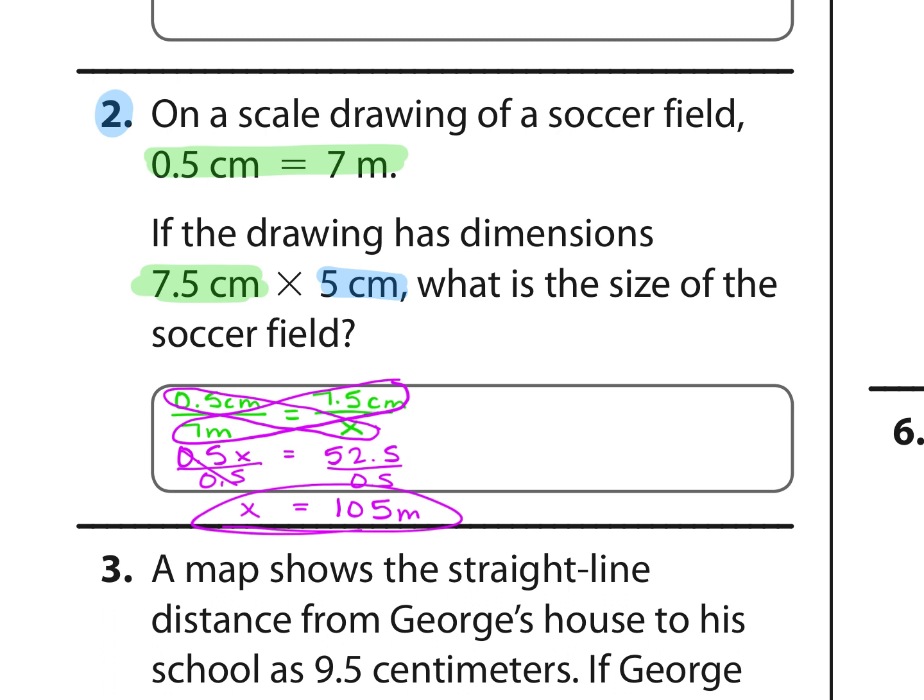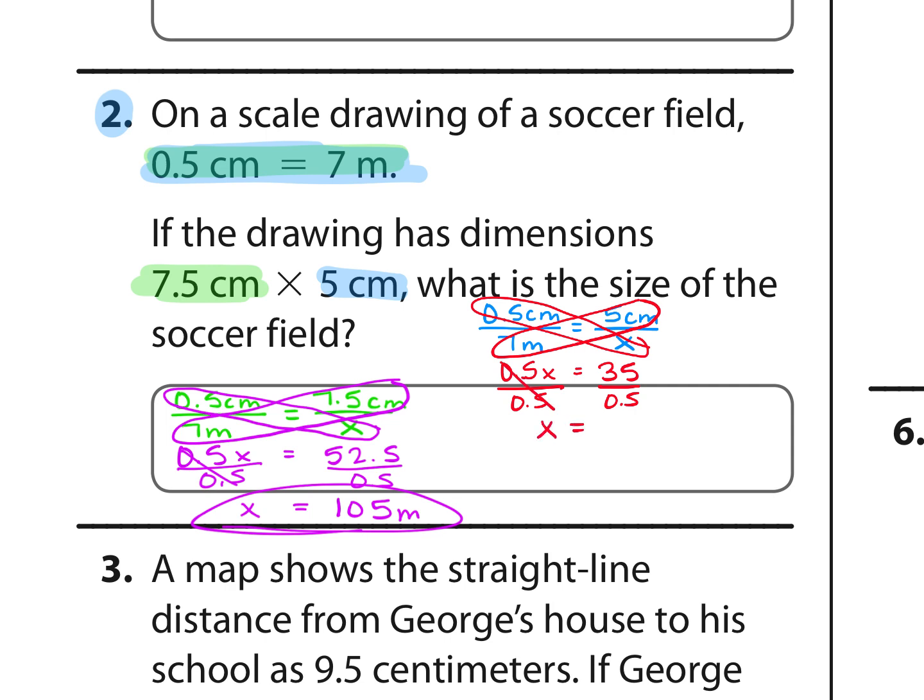Now we want to know about this 5 centimeters, and we're going to use that same scale. I'll just write it up a little higher, that 0.5 centimeters is equivalent to 7 meters in actual dimensions of the soccer field. And we're looking to see what 5 centimeters would be in actual dimensions of the soccer field, x. And so we can cross multiply. X times 0.5 is 0.5x. 5 times 7 is 35. Divide both sides by 0.5 to get x by itself. And 35 divided by 0.5 is 70. So we get that x is 70 meters. So the size of the actual soccer field is 105 meters by 70 meters.